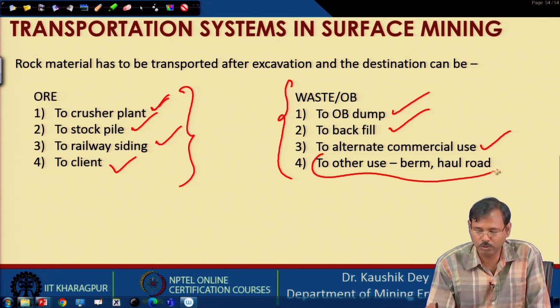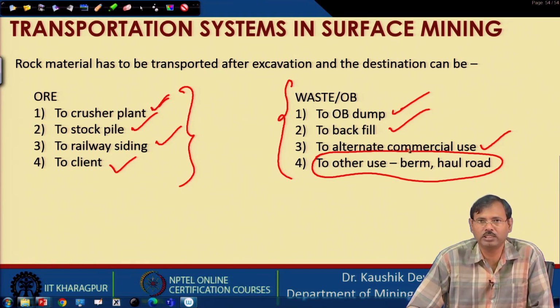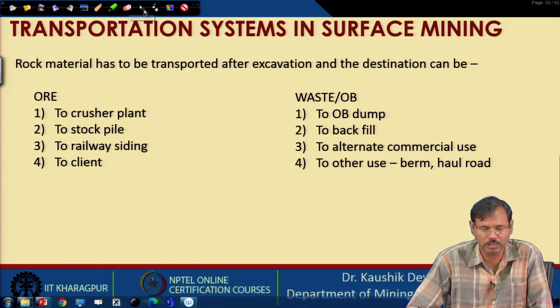Otherwise, that can be used for some other purposes, like the construction of berms, or the construction of the haul road itself in the mine. So, these are some of the special uses. In those cases, the materials are waste, but they are not shifted to a dump; they are utilized for construction of these things. So, these are basically the destinations of the material. After it is excavated in the mine, this material has to be transferred to those places, and this is the way it can be carried out.